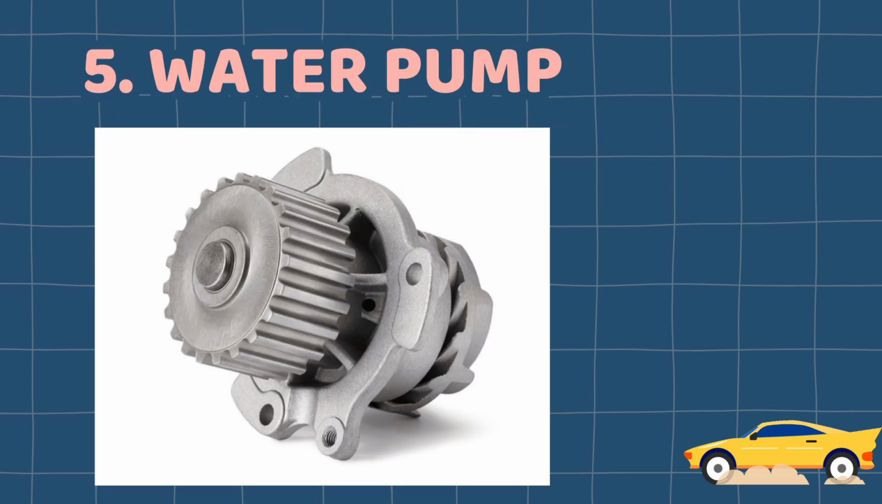This is the water pump. It is a mechanical pump powered by a belt connected to the engine. The function of the water pump is to circulate coolant throughout the engine, ensuring it flows through the cylinder block, cylinder head, radiator, and back.